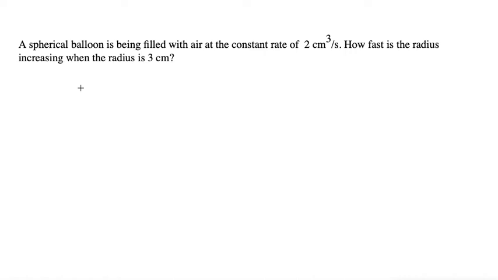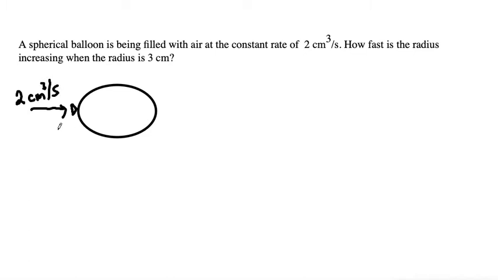I'm going to first draw a little balloon, and because I'm a horrible drawer, I'm going to use this little tool. So here's our balloon, and it's being filled with air at a constant rate of 2 centimeters cubed per second. So let's think about what that kind of unit means. Centimeters cubed is a unit of volume.